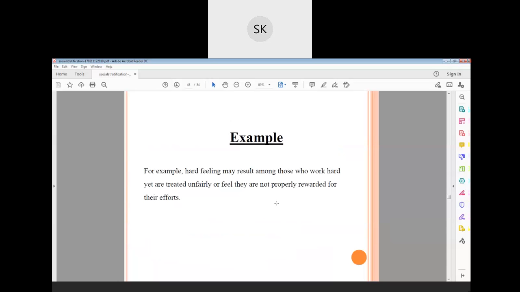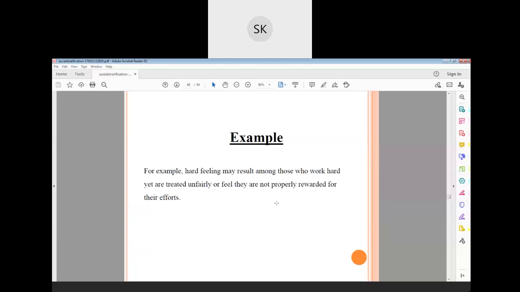For example, hard feelings may result among those who work hard yet are treated unfairly or feel they are not properly rewarded for their effort.